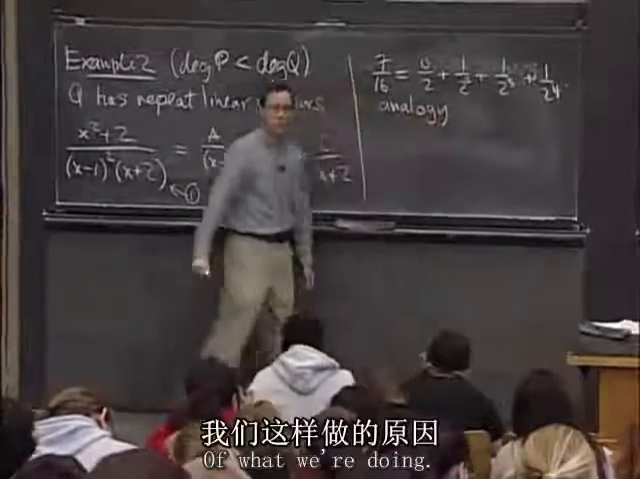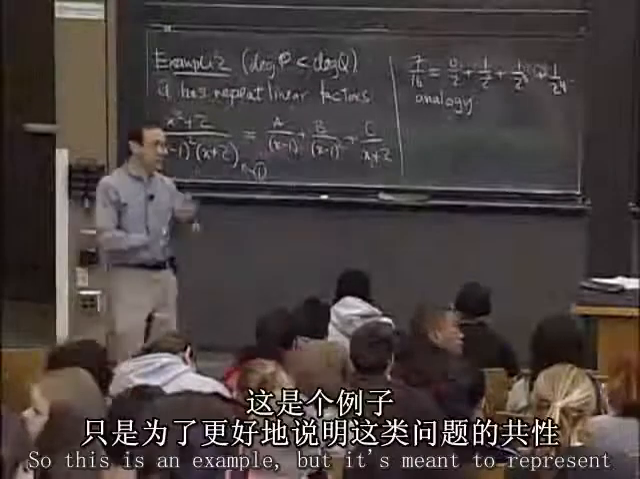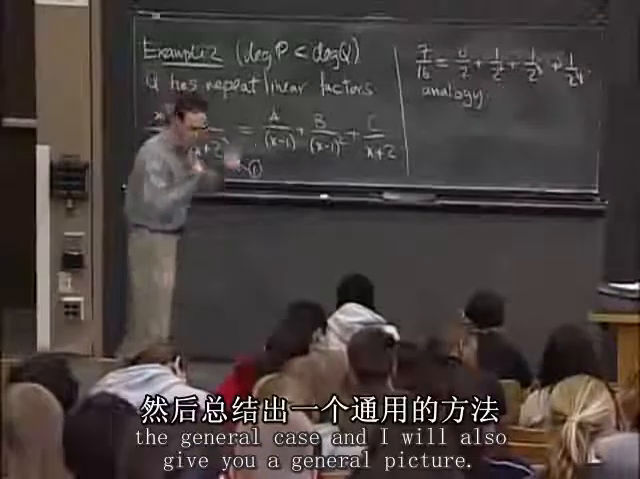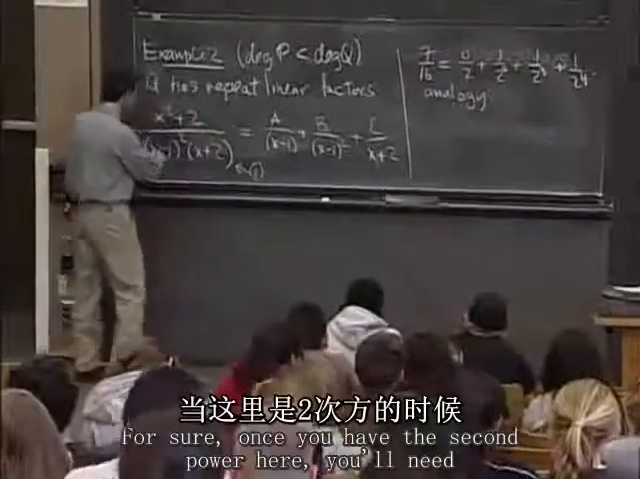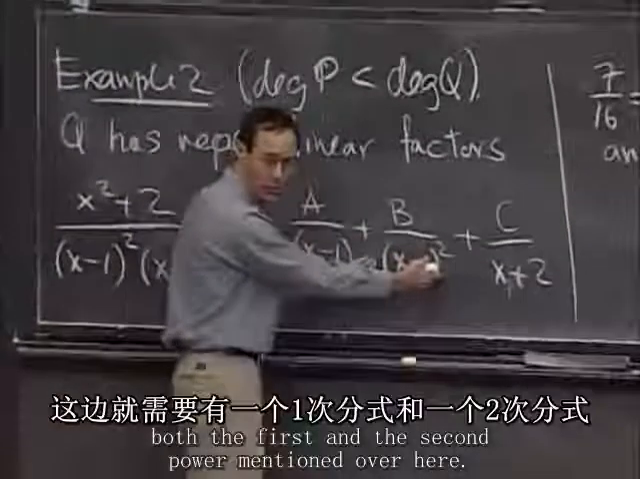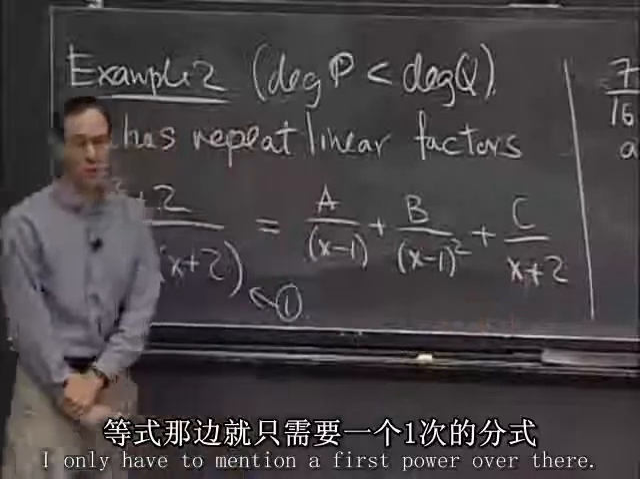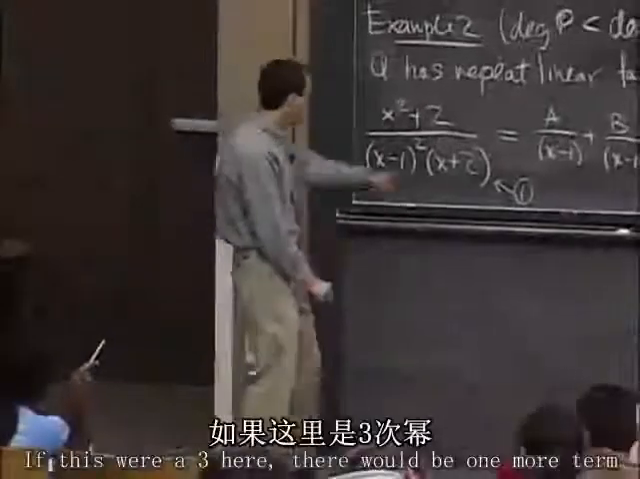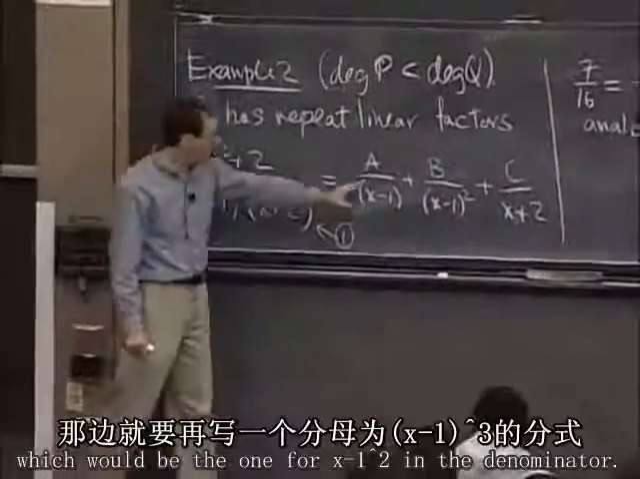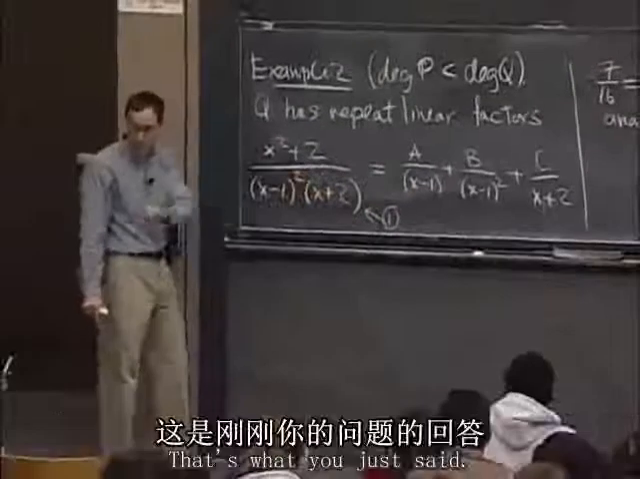Yeah, another question over here. Yes, so this is an example, but it's meant to represent the general case, and I will also give you a general picture. For sure, once you have the second power here, you'll need both the first and the second power mentioned over here. And since there's only a first power over here, I only have to mention a first power over there. If this were a 3 here, there would be one more term, which would be the one for x minus 1 cubed in the denominator. That's what you just said.